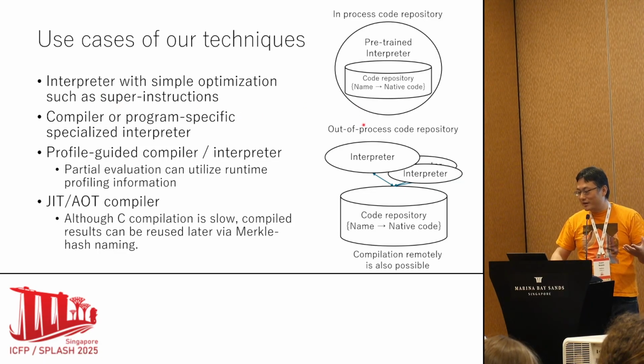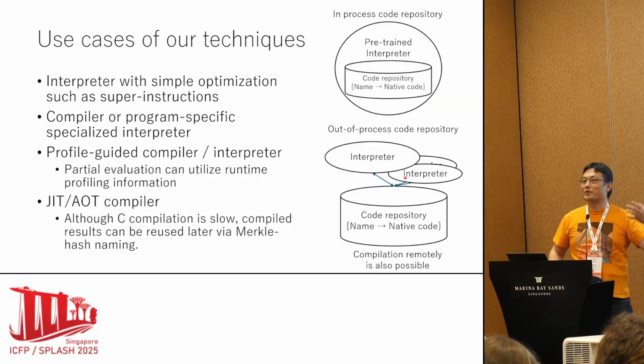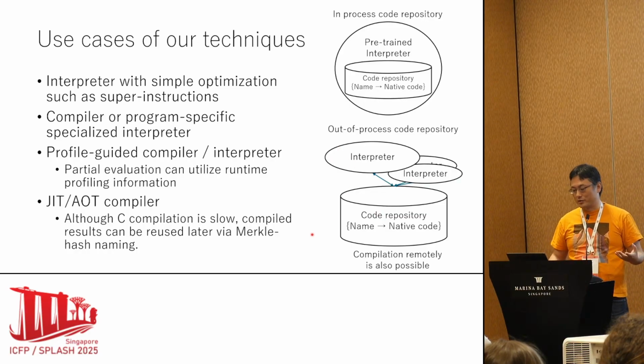So with this idea, we can make an interpreter for the simple optimization of the super instruction or super nodes, or compile program specific specialized interpreter, and the profile guided compiler, or just-in-time compiler. And the compiled code can be contained in a process, or we can put this compiled code outside of the interpreter, and the interpreter processes can share the compiled code.